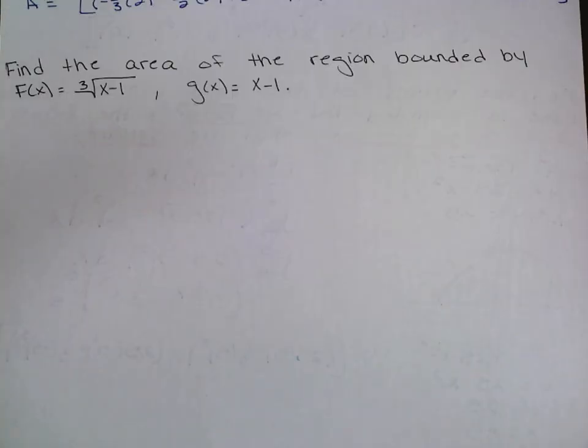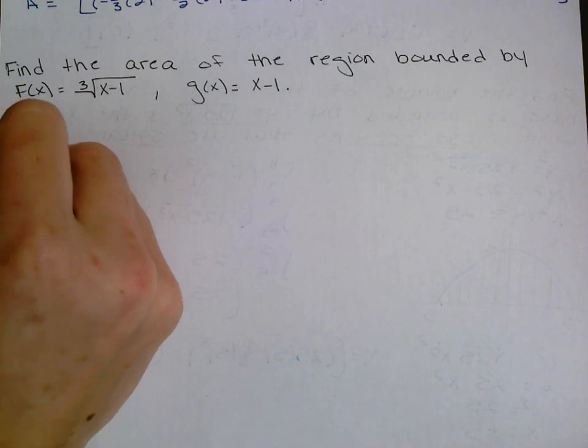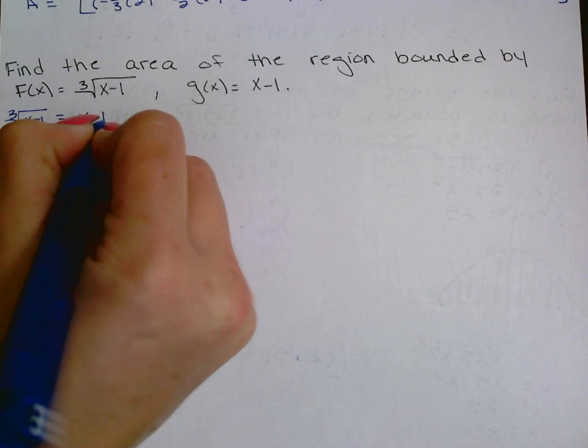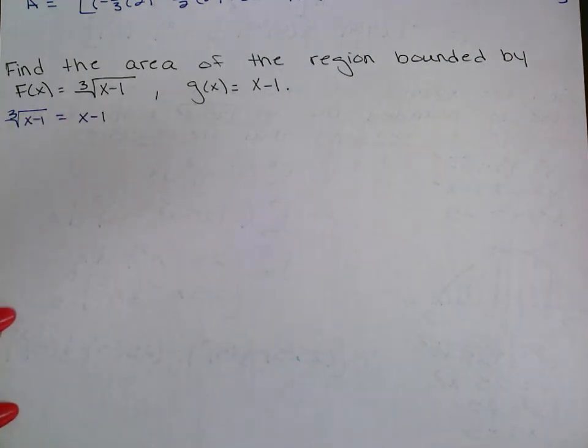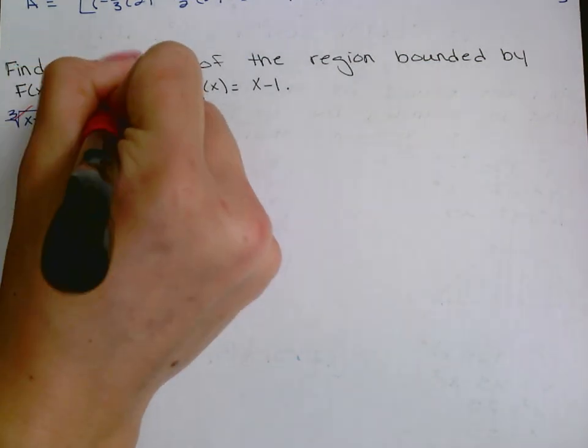All right, for our last question on this video, it says find the area of the region bounded by f of x and g of x. Now, I'm going to start off by finding a and b this time, okay? So, I'm going to set the cube root of x minus 1 equal to x minus 1. I always want to try and get rid of the roots. So, in order to get rid of that cube root, I need to cube both sides, okay?